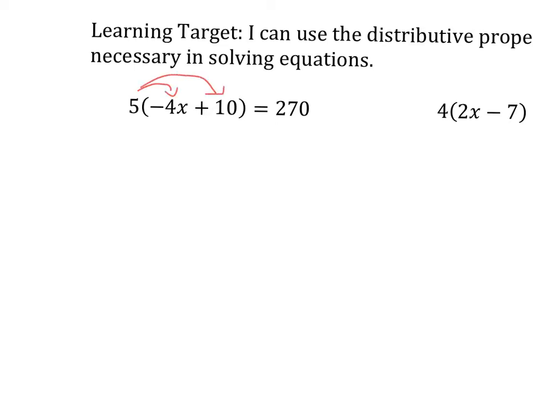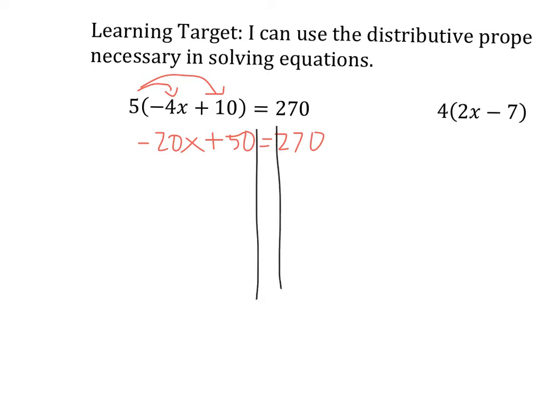Okay, so I'm going to draw my little arrows in so that I know what I'm distributing. So I'll take 5 times a negative 4x, that gives me negative 20x, and then I add 5 times 10, which is 50. Okay, and we know that that is equal to 270. Now at this point, I can draw in my railroad tracks and just solve the equation like I would with any other equation. Okay, so I will subtract 50 on both sides. That will be my first step.